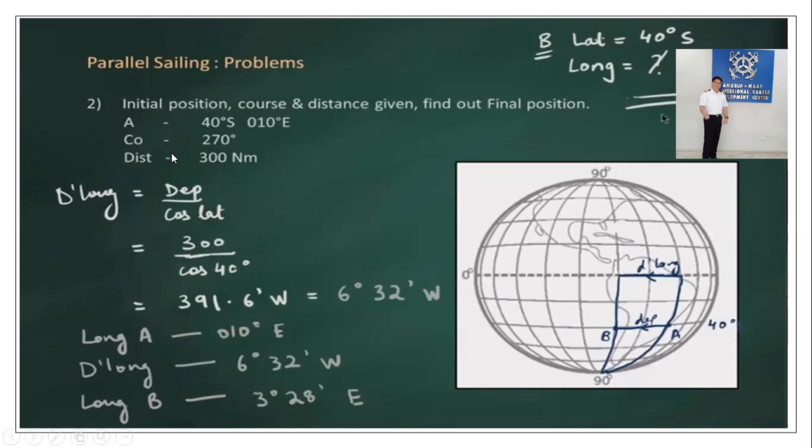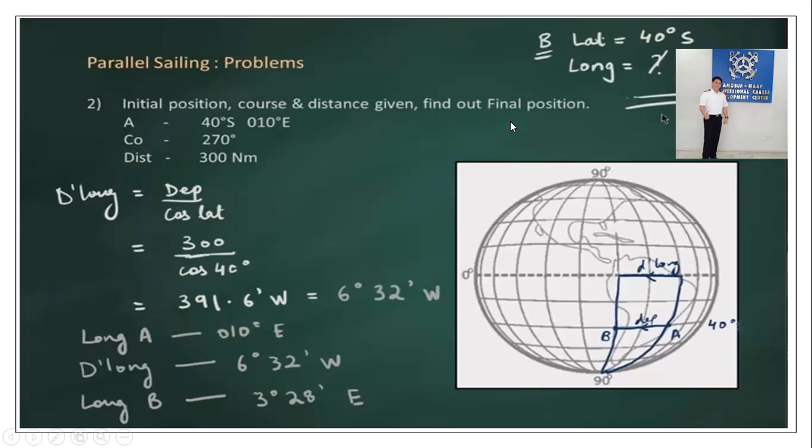So your initial position, or your point A, is 40 degrees south hemisphere, 10 degrees east. Okay, 10 degrees east, you are in the east hemisphere. Course is 270, meaning you are going westbound. The distance traveled from point A to point B is 300 nautical miles. You just have to determine the final position.